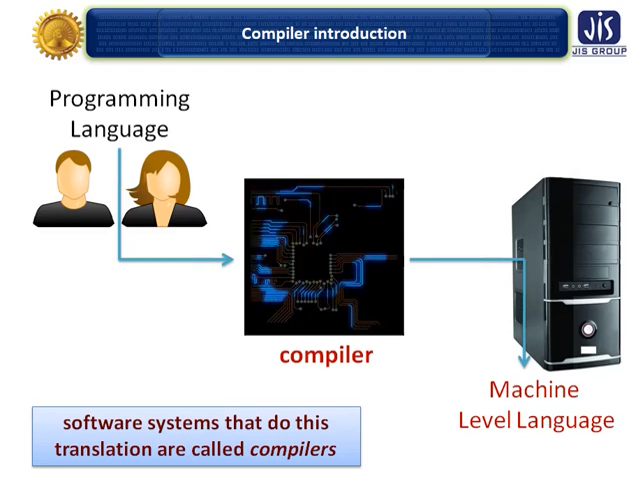So simply stated, a compiler is a program that can read a program in one language, that is the source language, and translate it into an equivalent program in another language, that is the target language. An important role of the compiler is to report any errors in the source program that it detects during the translation process.